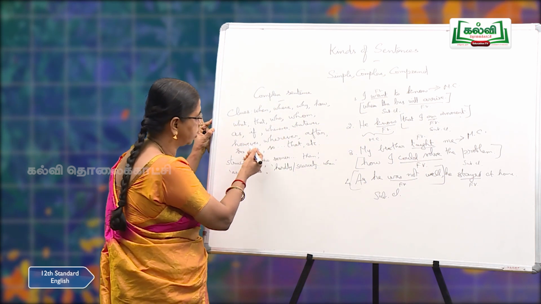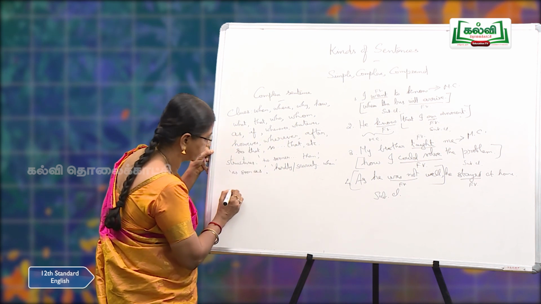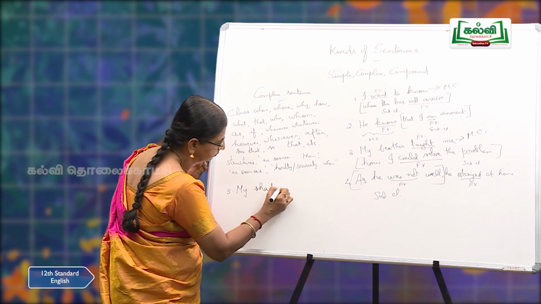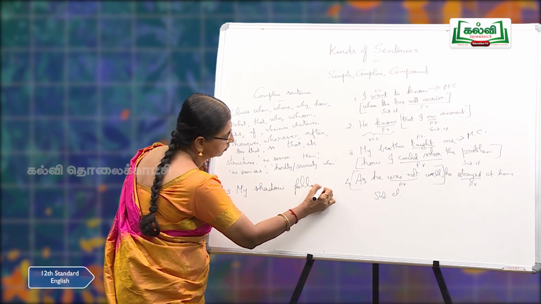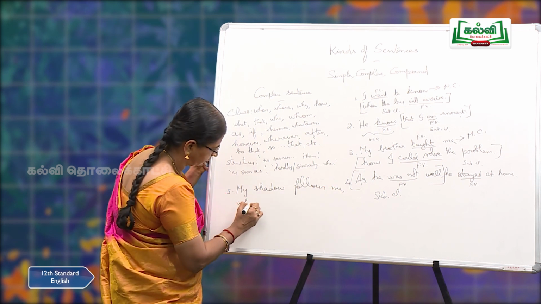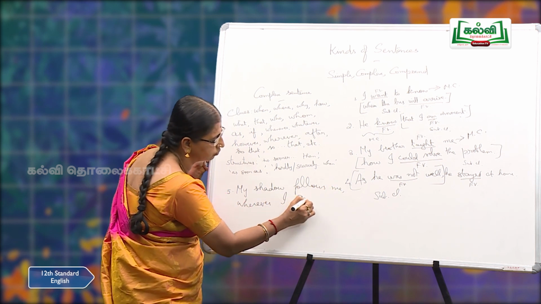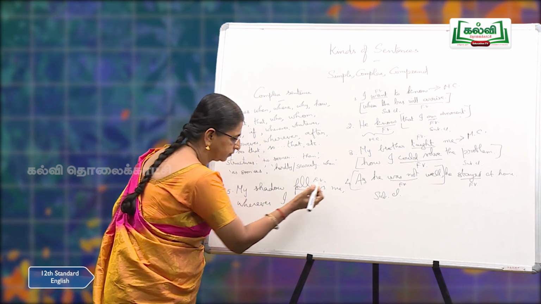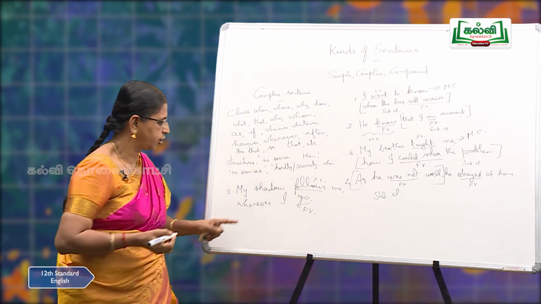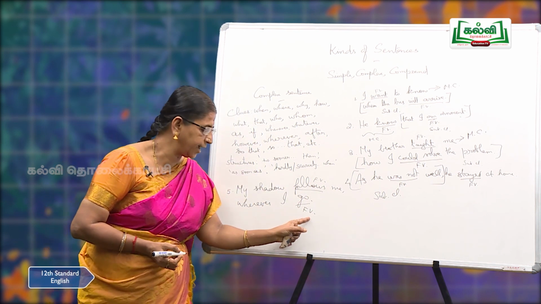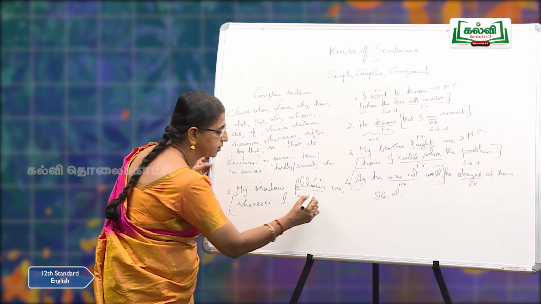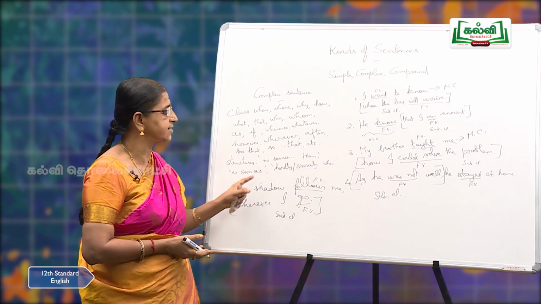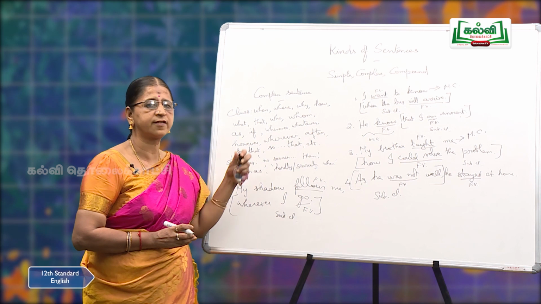Now I will consider any one word from here, wherever. Look at this word, wherever. My shadow follows me wherever I go. So here follows is one finite verb, go is another finite verb, the clause marker is wherever. So wherever I go is incomplete. So this is your subordinate clause. My shadow follows me gives you complete sense. So that is your main clause. So this is how you analyze it.